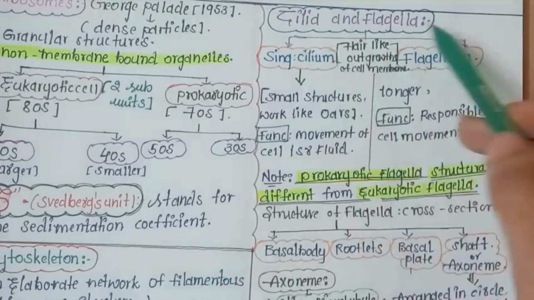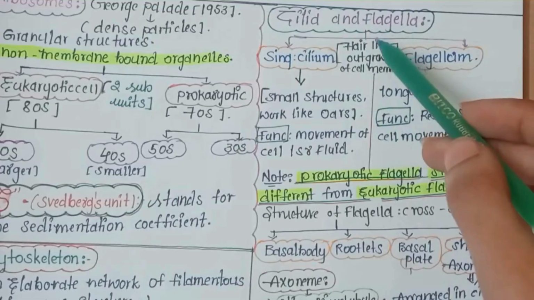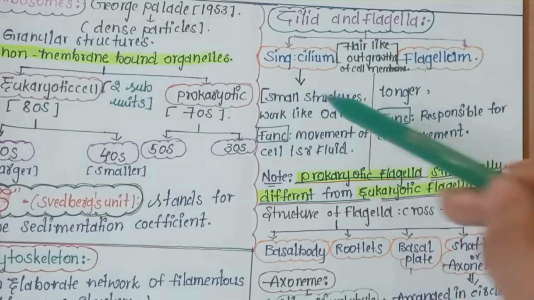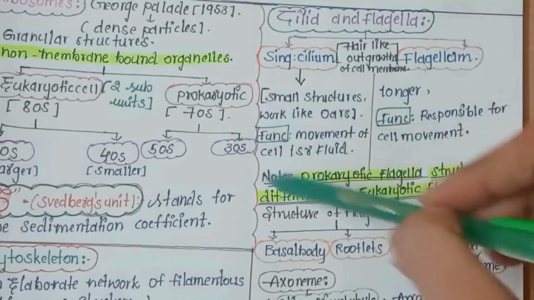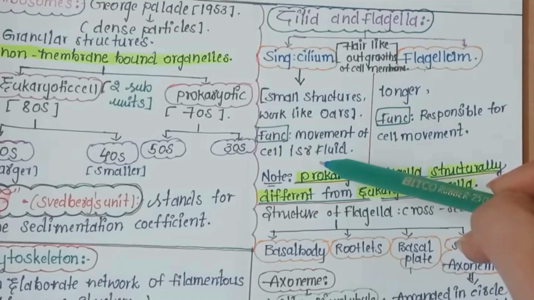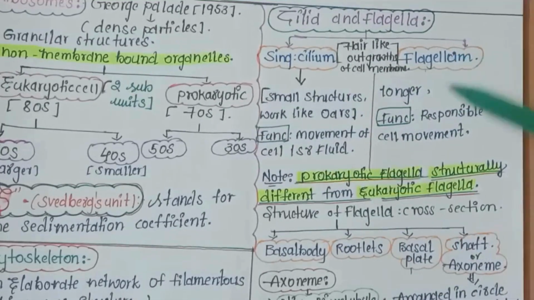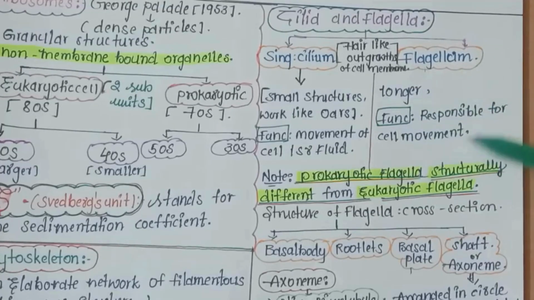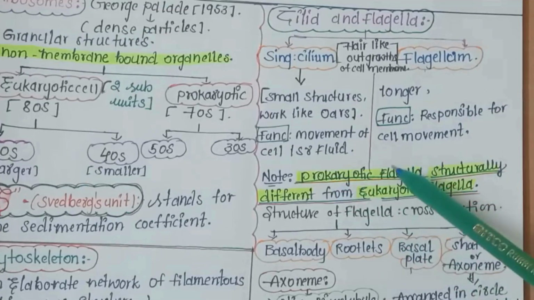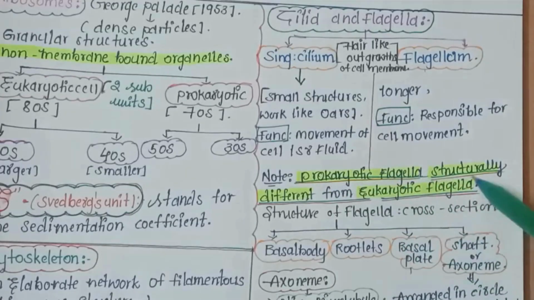Let's discuss cilia and flagella. These are hair-like outgrowths of the cell membrane. Coming to the cilia, these are small structures which help in the movement of the cell and surrounding fluid. The flagella are longer and are responsible for cell movement. Structurally, the prokaryotic flagella is different from the eukaryotic flagella. Here, it consists of basal body, rootlets, basal plate, and shaft or axoneme. Let's discuss it with the help of a diagram.